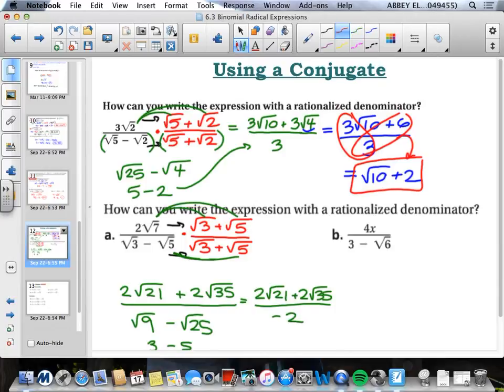I can see here that I have a Dorito. We talked about that before. So I can take out a 2, or let's say a negative 2, on every single one of these terms. So this ends up giving me negative square roots of 21 minus the square root of 35. And I am finished.